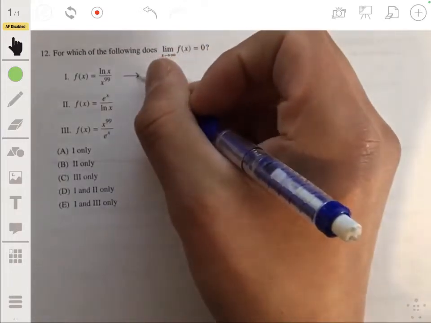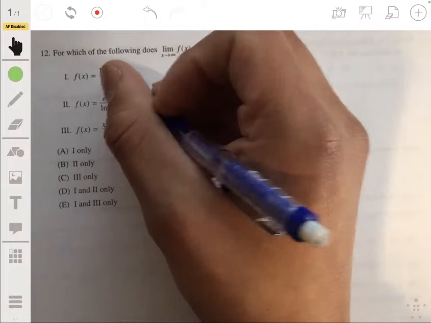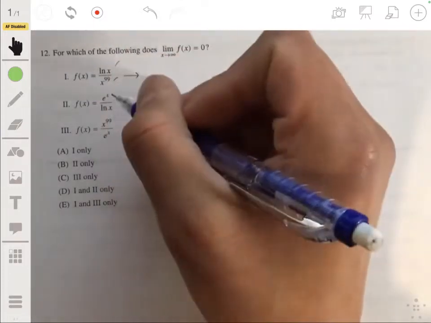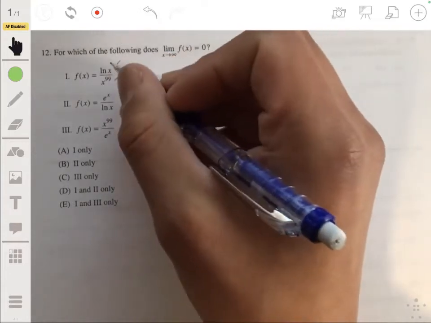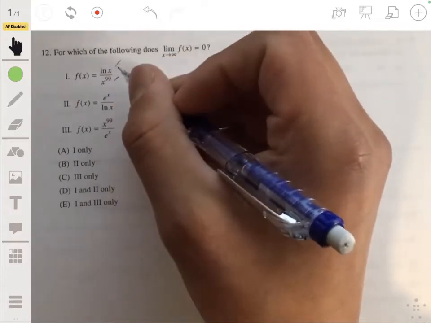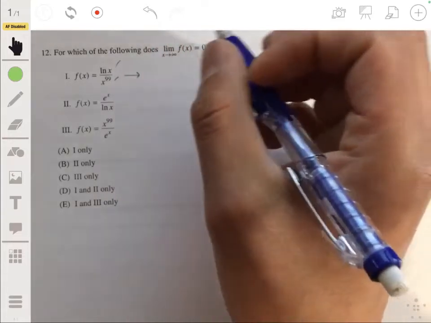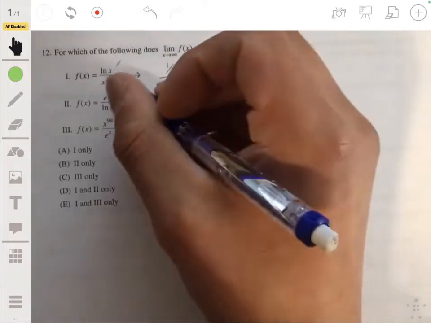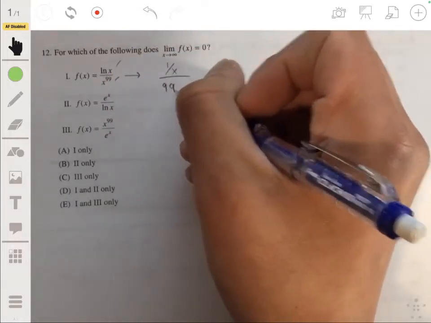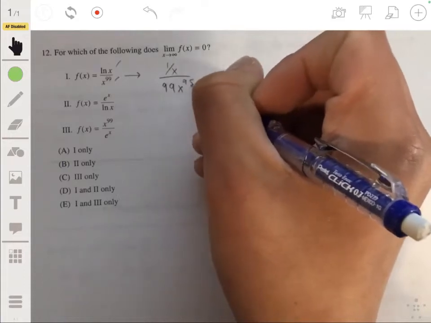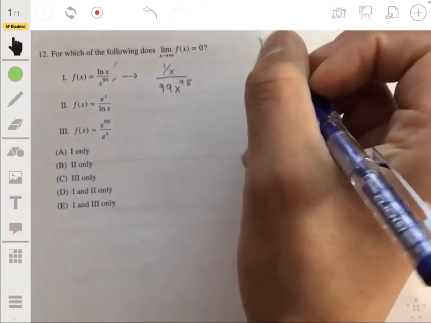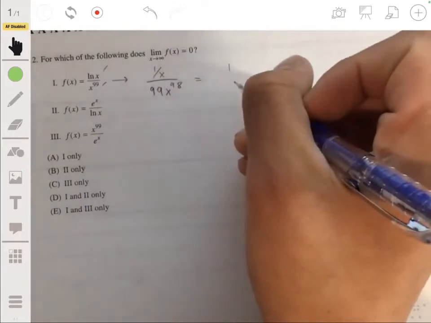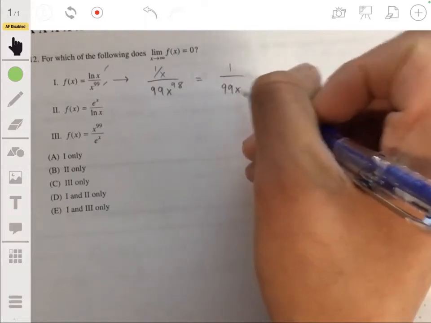With L'Hopital's rule, we take the derivative of the top and we take the derivative of the bottom. We're not applying a quotient rule or anything like that. We're just taking the derivative of the top and bottom separately just to understand the behavior. So the derivative of the top will be 1 over x. The derivative of x to the 99 will be 99 x to the 98th. And then this basically becomes 1 all over 99x to the 99.